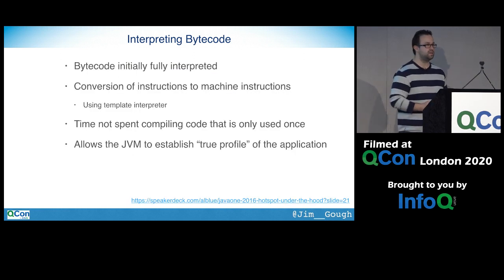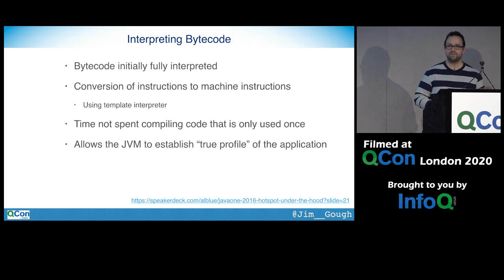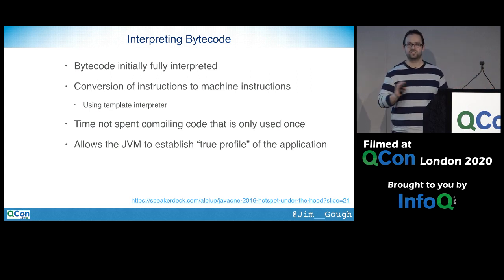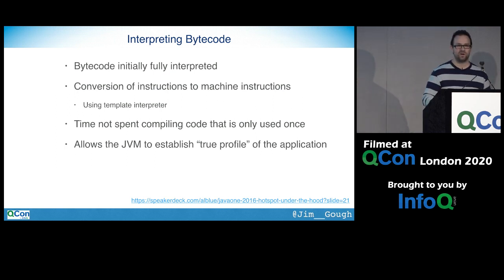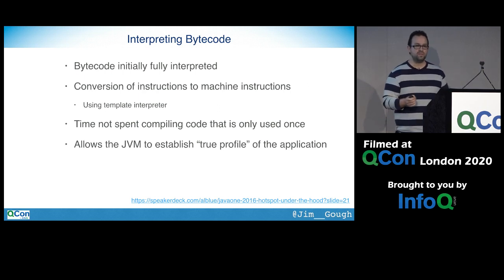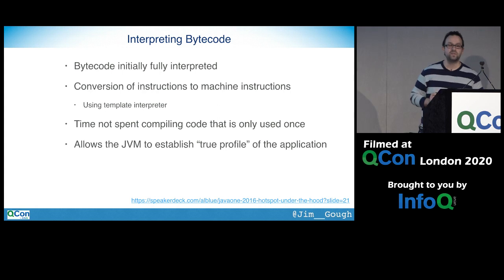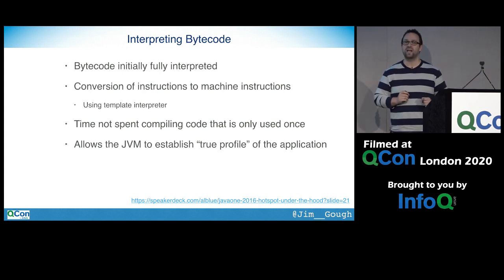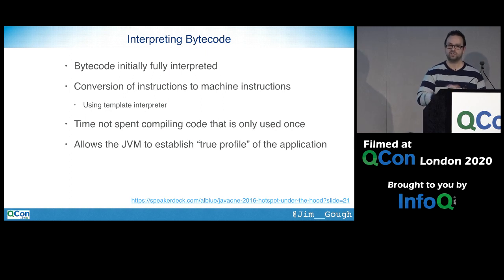So initially, your bytecode is fully interpreted. I'm going to say fully interpreted now because there are so many options to change that behavior. But in the default JIT compiled Java JVM, there's fully interpreted bytecode to start with. Now, you have this conversion of instructions to machine instructions, which uses a template interpreter. And there was a great talk by someone called Alex Blewett about HotSpot under the hood, which goes into a lot of detail if you're interested in how to take bytecode instructions and convert them into instructions on the fly.